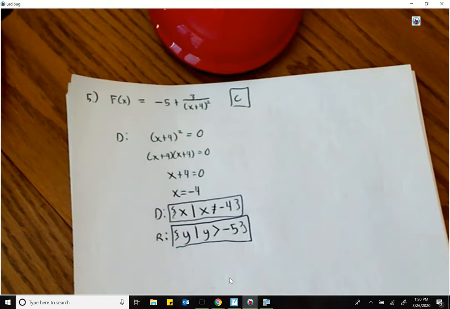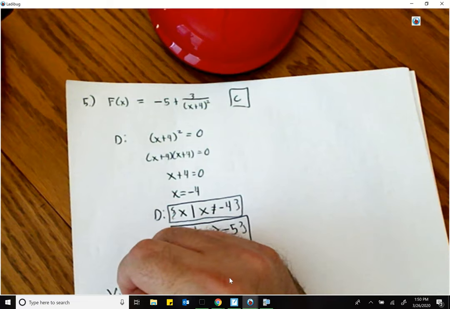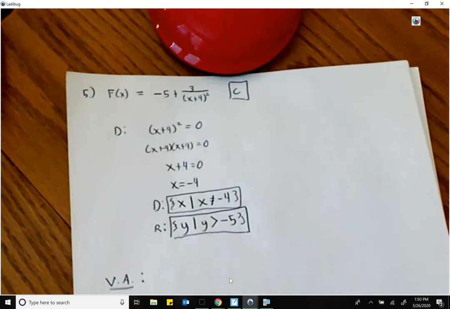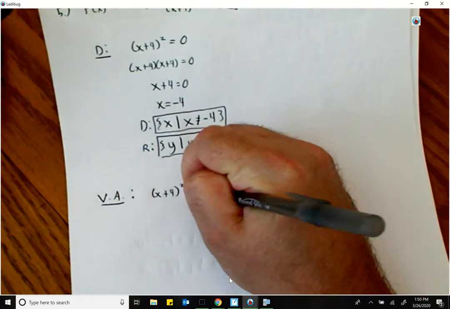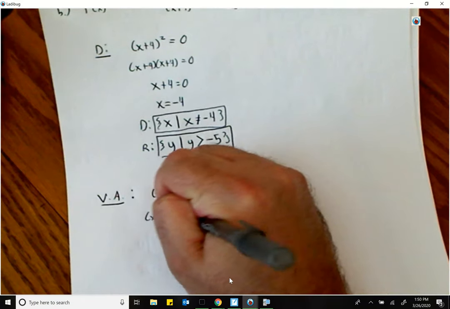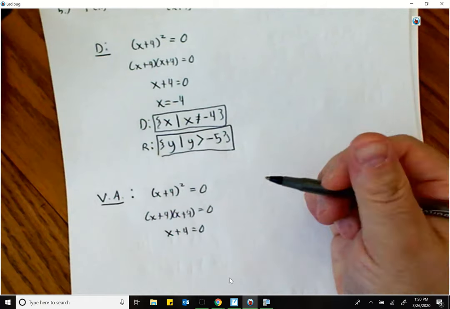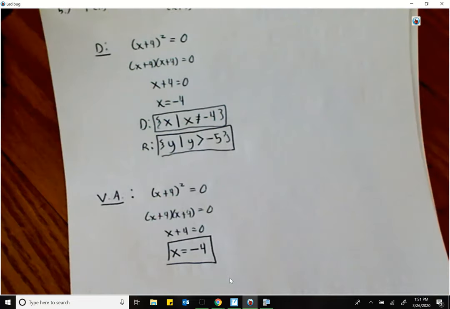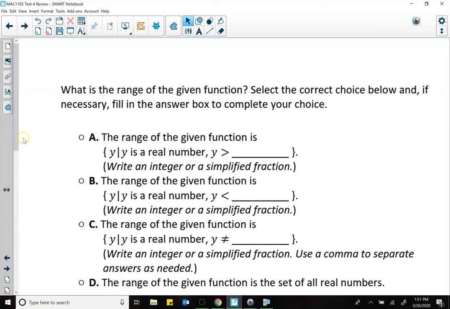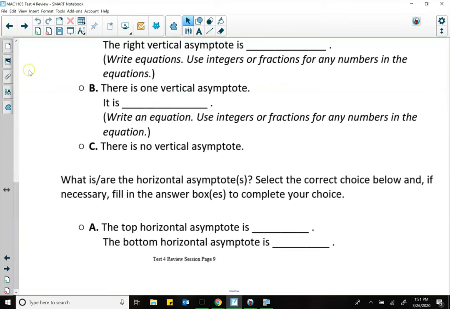All right. In order to find the vertical asymptotes, all we're going to do is set the denominator equal to zero, very much like what we did for the domain. So (x + 4)² = 0. That really means (x + 4)(x + 4). Since they're both the same, you only have to do 1. Then you subtract the 4 from both sides, and you find out that you have a vertical asymptote at negative 4. So we go out here, and for the vertical asymptote question, we will choose choice B because there's only one, and we'll put x = -4. Okay? And then now we got to talk about horizontal asymptotes and oblique.